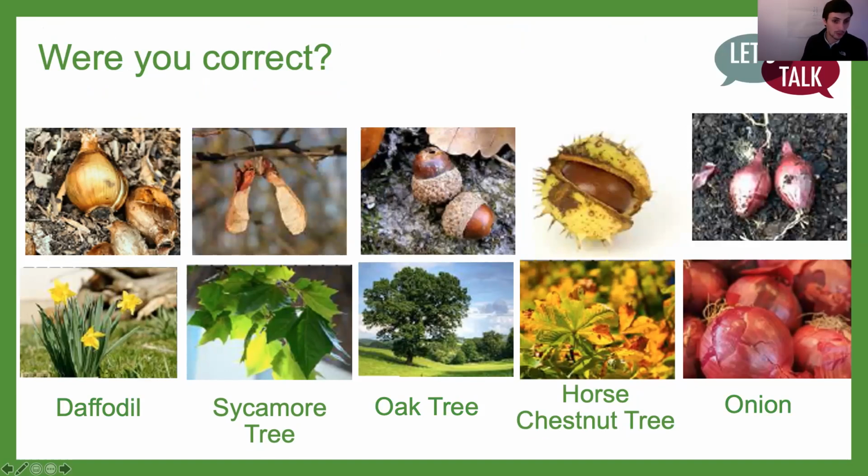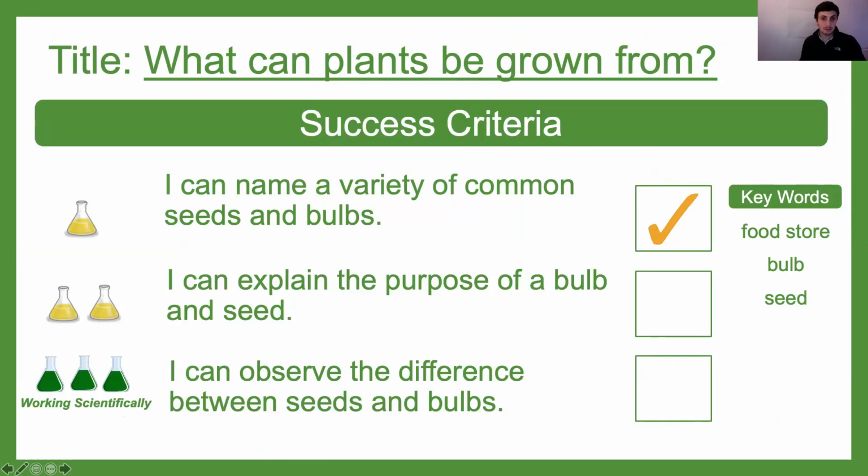There's your daffodil bulb there. Your sycamore tree grows from these seeds here, which fall off. You've got your oak tree. We've got our horse chestnut, and we've got our onion bulbs there. Okay, so we just named a variety of common seeds and bulbs. Let's go on to the next bit.